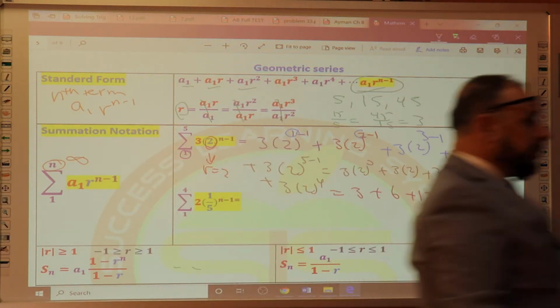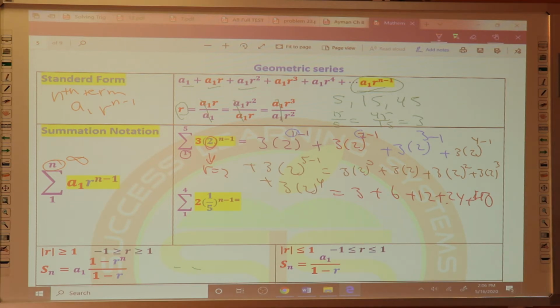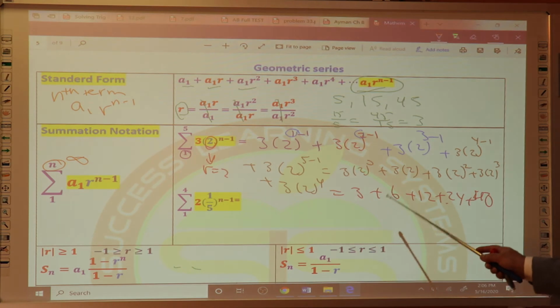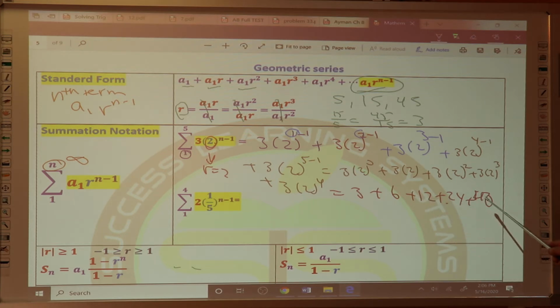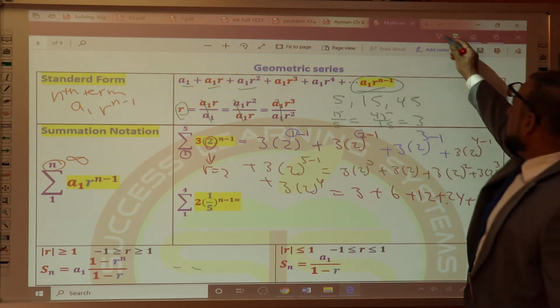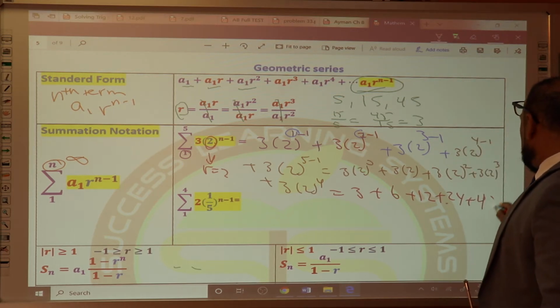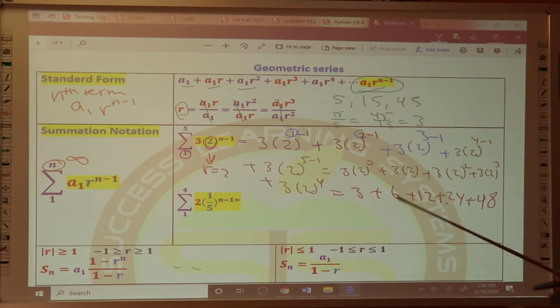And if you want to find the sum, all you have to do is add: 3 plus 6 is 9, plus 12 is 21, plus 24 is 45, plus this 48. The last one is 48. Okay, we're done.